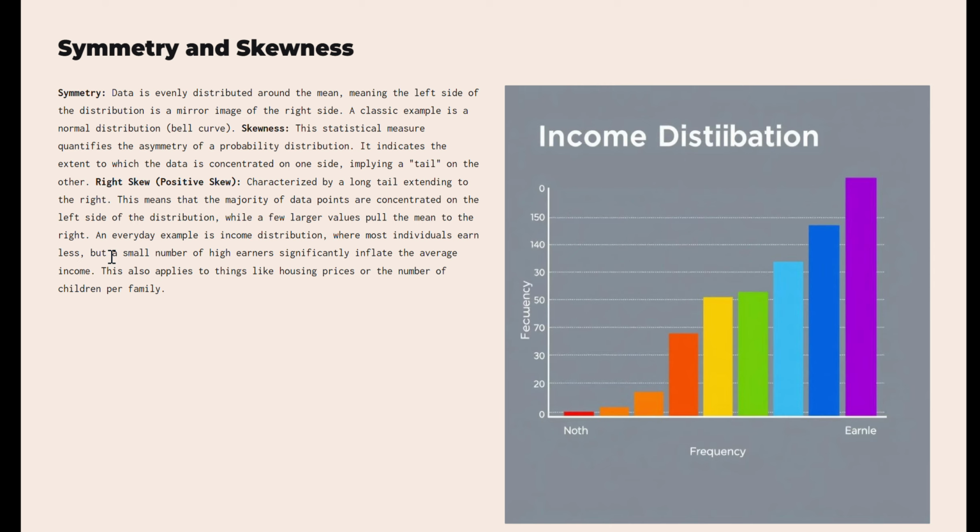Now we'll discuss right skewness. It is characterized by a long tail extended towards the right side of the distribution, sorry. This means that the majority of the data points are concentrated to the left and the fewer larger value points pull the mean towards the right. An everyday example is the income distribution, where most individuals earn less but a small number of high earners significantly inflate the average income.